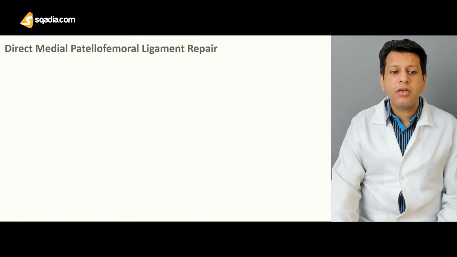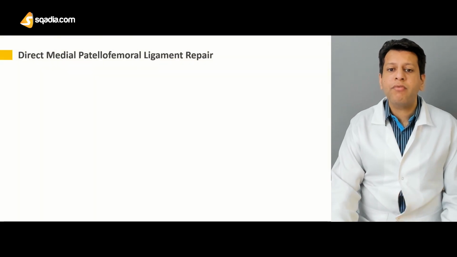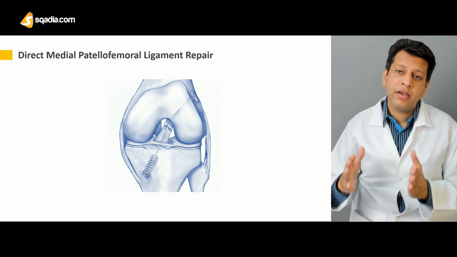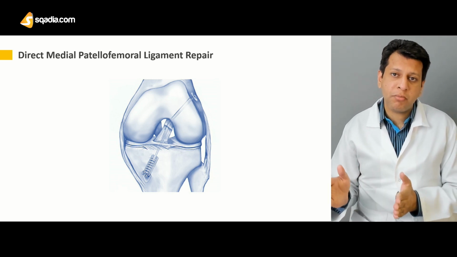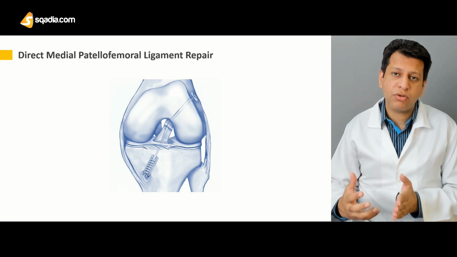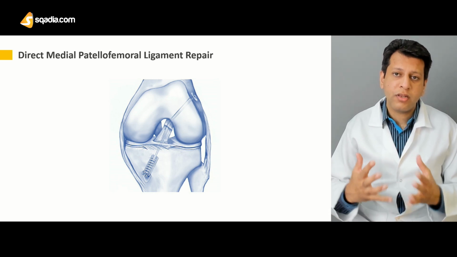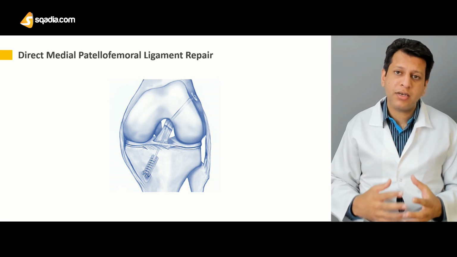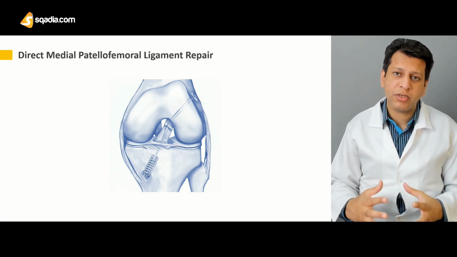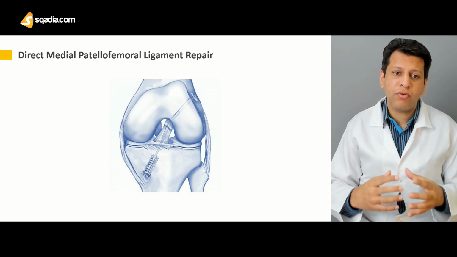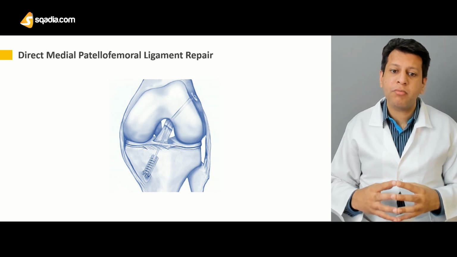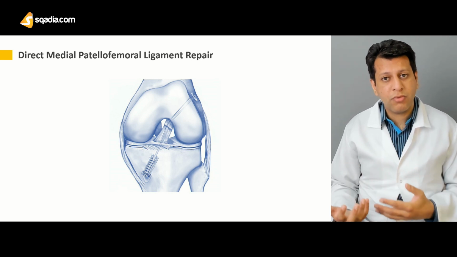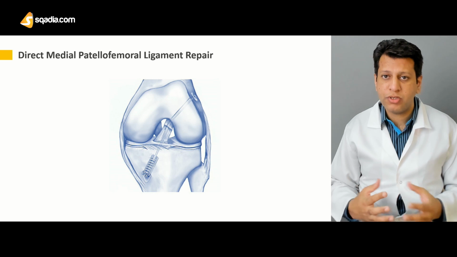Now coming to the direct medial patellofemoral ligament repair. As I told you, if the patient had an acute injury a long time ago that resulted in an acute dislocation which was reduced, then we give a brace for 4 to 6 weeks, and once the acute swelling, pain, and hematoma settle down, the patient can go for direct medial patellofemoral ligament repair. Nowadays this can be done arthroscopically as well as by the open procedure.